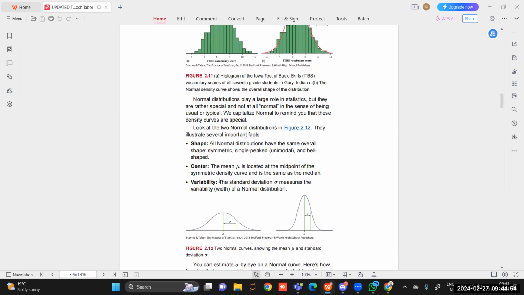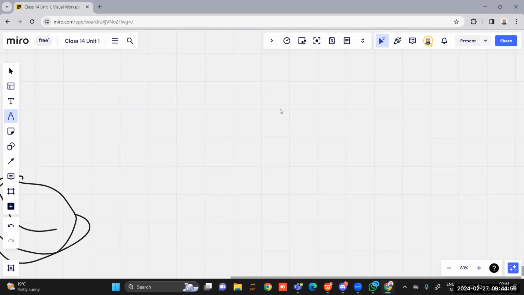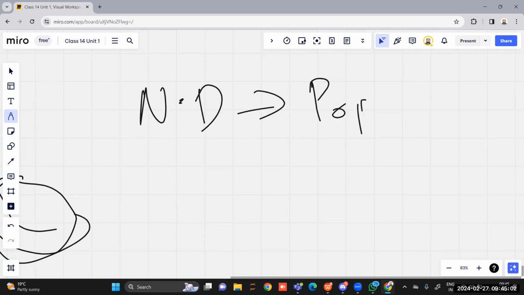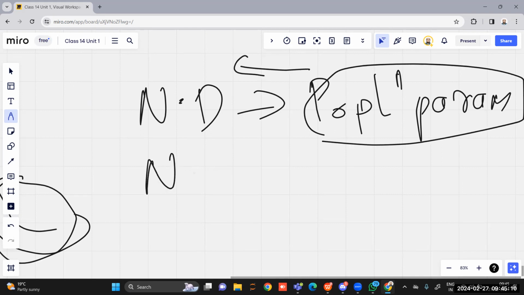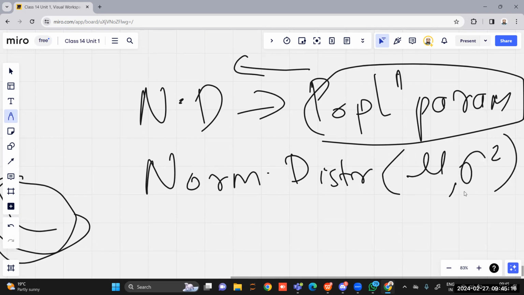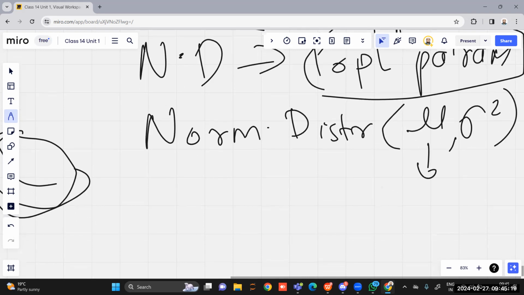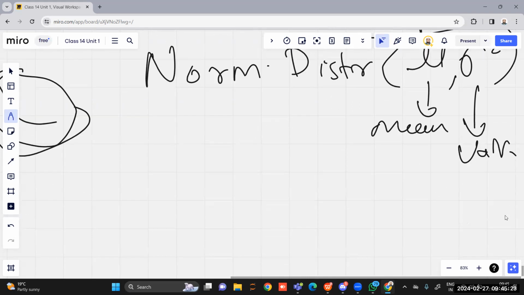It has two parameters generally. I've told you normal distribution possesses population parameters because every population data possesses normal distribution. The parameters for normal distribution are mu and sigma square. Mu is for the population mean, and sigma square is for variance.